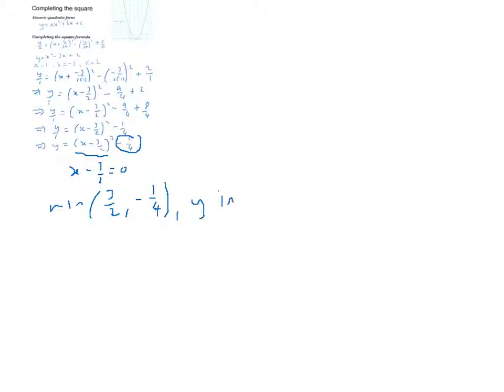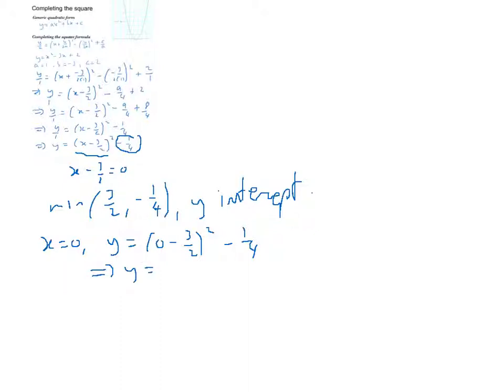Now let's find the y-intercept. The y-intercept occurs, of course, on the y-axis, which is x equals 0. So we're plugging x equals 0 into this. So 0 minus 3 over 2 squared minus a quarter implies y equals, minus 3 over 2 all squared is 9 over 4, minus a quarter equals 8 over 4. So therefore y equals 2 at x equals 0. So our coordinate is 0 and 2.